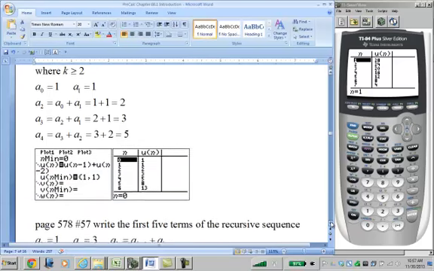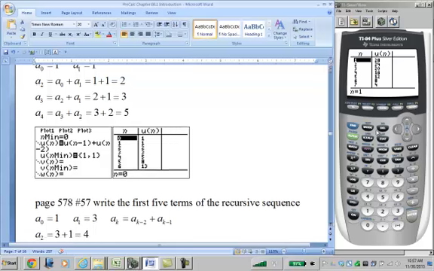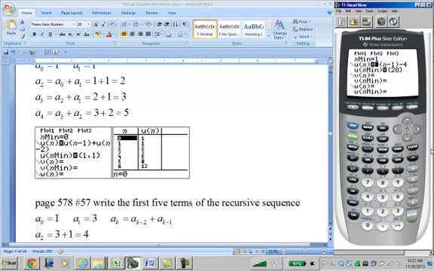This has got a wrinkle to it, and let me show you what that is. I'm doing this in the calculator. So we go to y equals, and I'm going to clear this out. And so let's put in our rule. So we're going to put in second 7, that's u, open parenthesis, n minus 1, close parenthesis, plus second 7, u, open parenthesis, n minus 2, close parenthesis. Let me double check that.